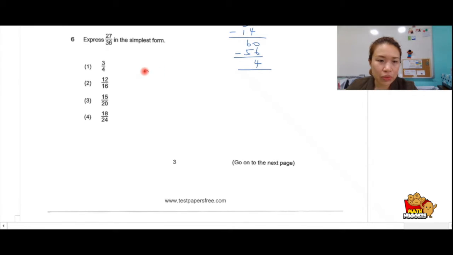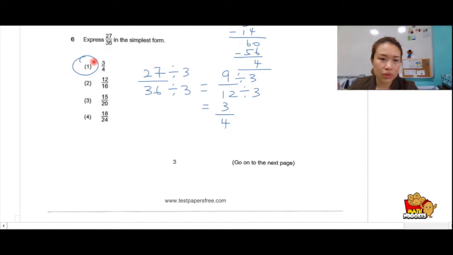Question 6, express 27 out of 36 in its simplest form. We divide by 3 for both the numerator and the denominator. We get 9 out of 12. Can divide by 3 again. You get 3 out of 4. Option 1.